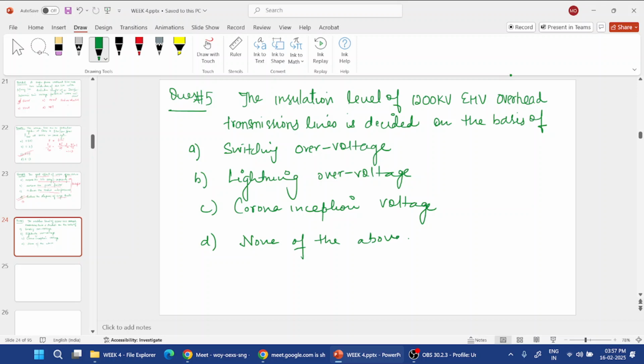So how are we going to decide the insulation level of any extra high voltage overhead transmission line? It is either on the basis of switching over voltage, or on the basis of lightning over voltage, or the corona inception voltage. So you have to give me the answer to this.